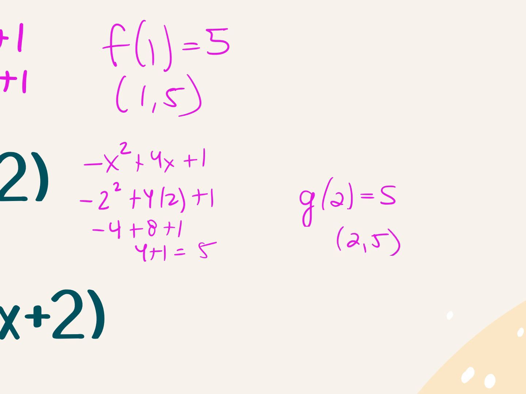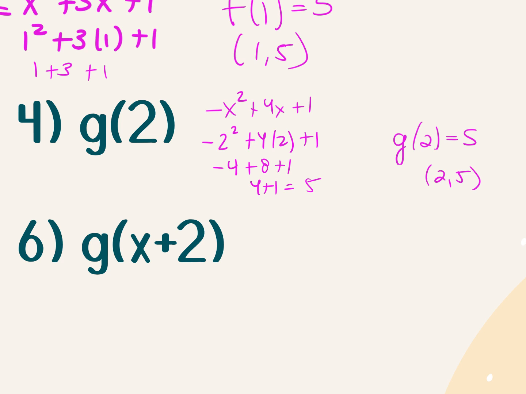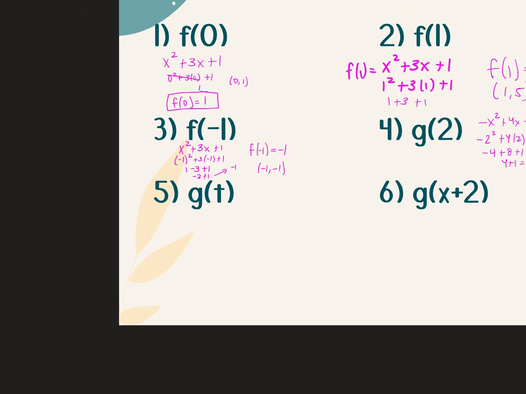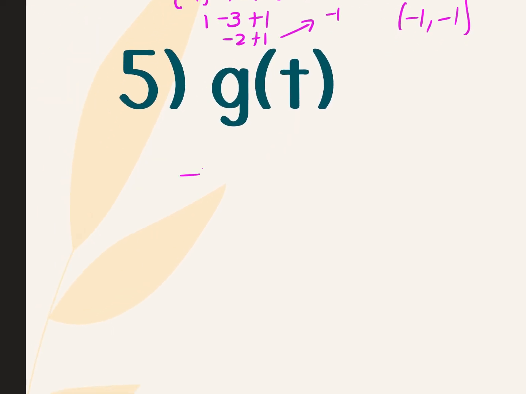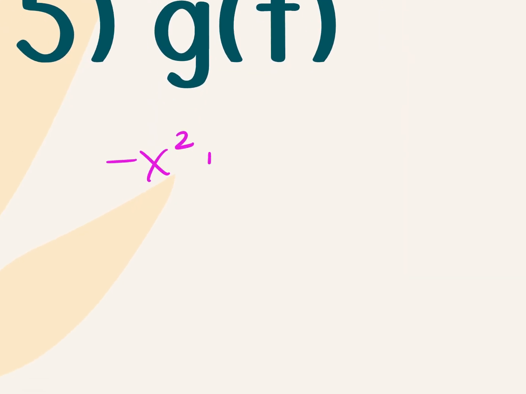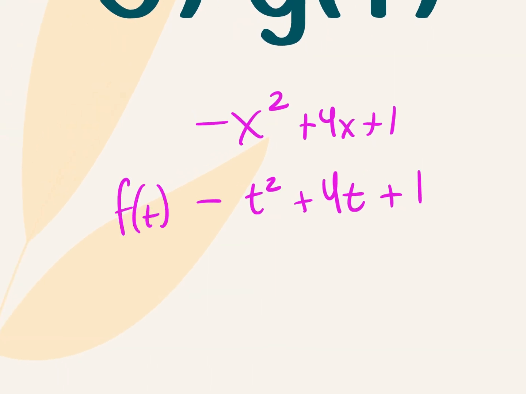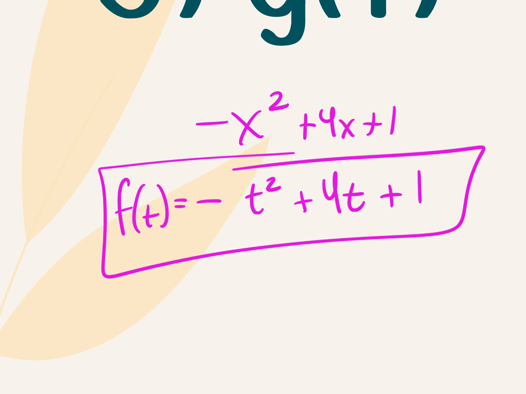Anybody have any questions? All right, same thing happens, guys, when we plug in letters as well as numbers. You use your algebra skills. So instead of a number here, what do they want me to plug in? t. I don't know why we always use t's. So I have negative x squared plus 4x plus 1. Instead of x, what am I plugging in? So I have negative t squared plus 4t plus 1. So f of t equals this. That's it.